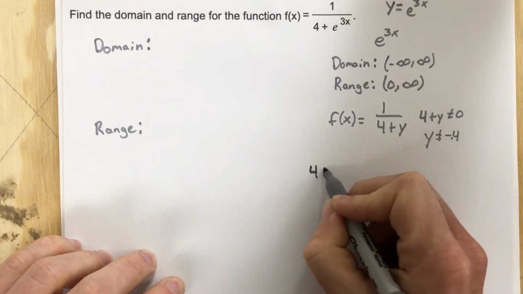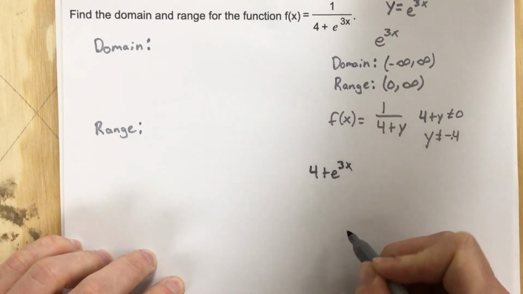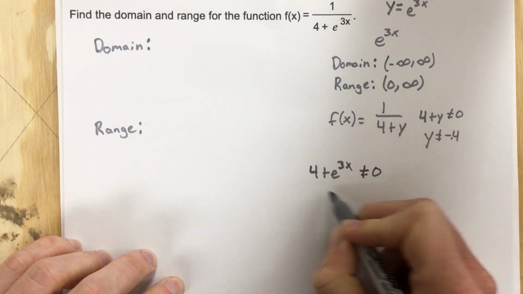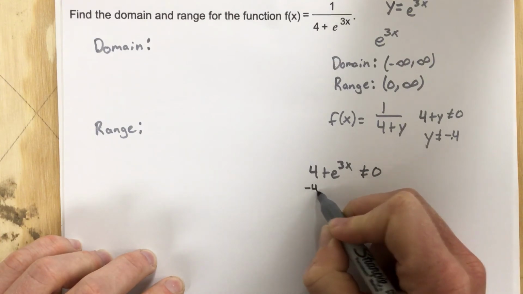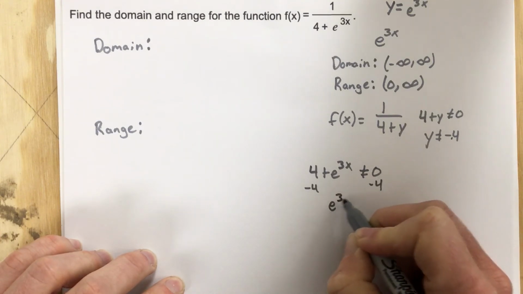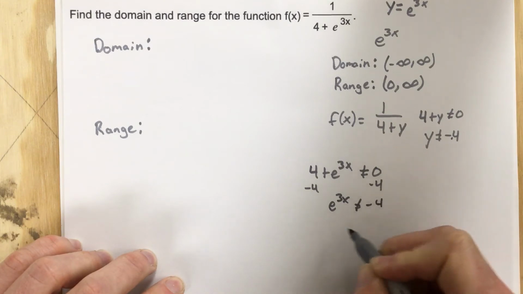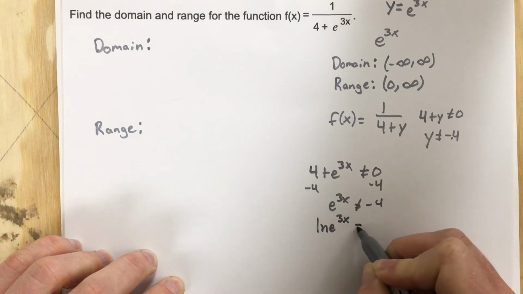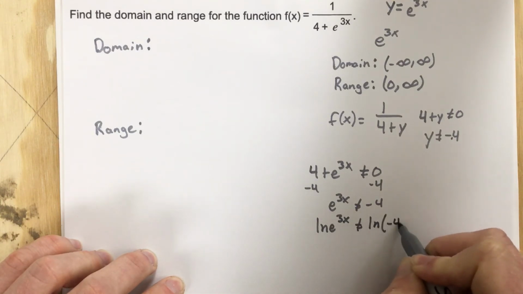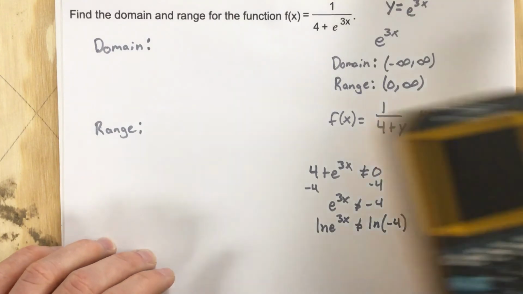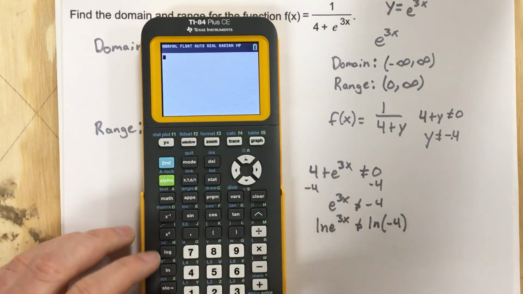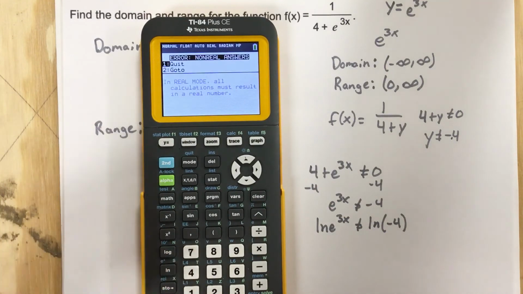Another way to think about this is if you took the expression in the bottom, 4 plus e to the 3x, and said, remember, we always say it cannot equal 0, and start to solve, we subtract the 4 over and get e to the 3x cannot equal negative 4. Then we take the natural log of each side: natural log of e to the 3x cannot equal natural log of negative 4. At this point I can stop, because the natural log of negative 4 is a domain error.